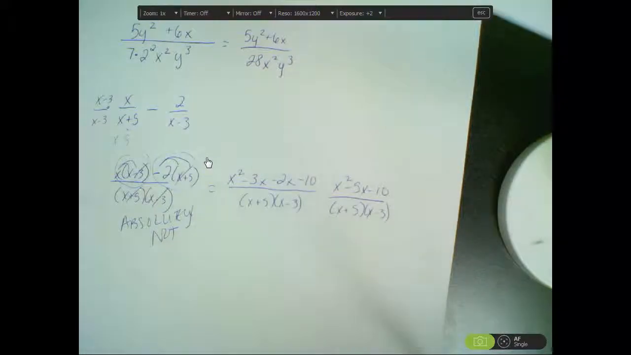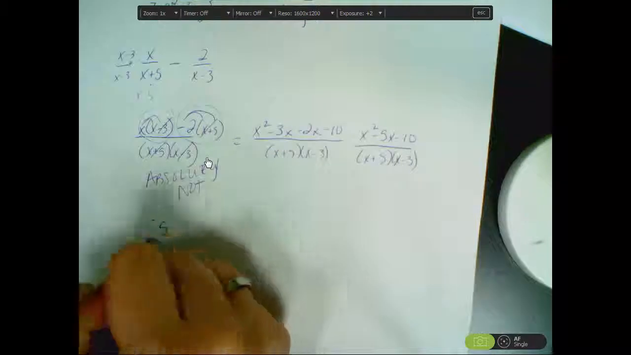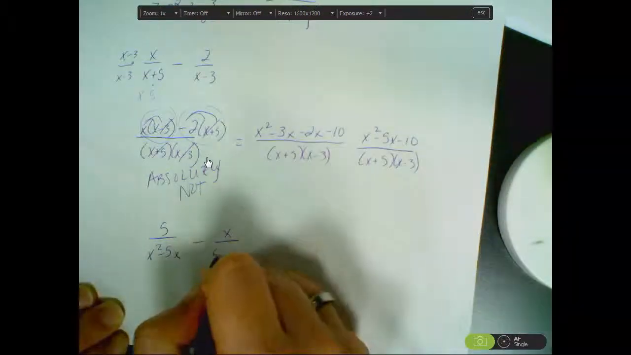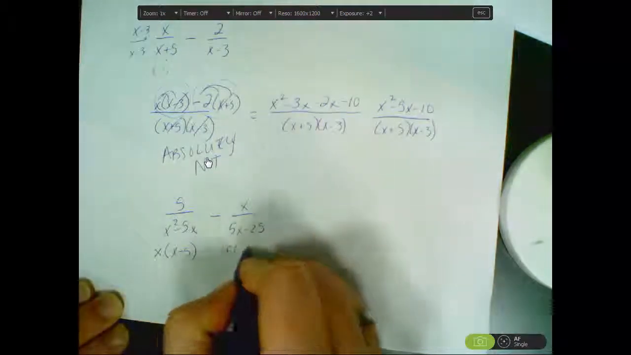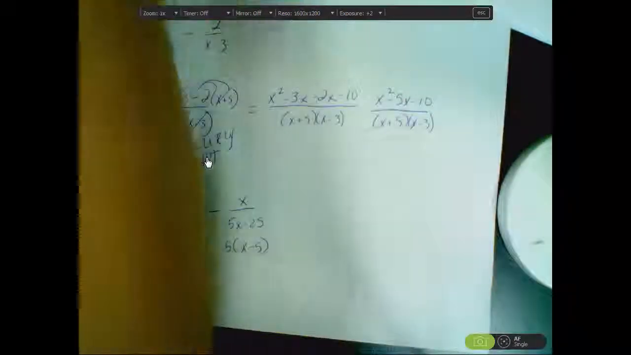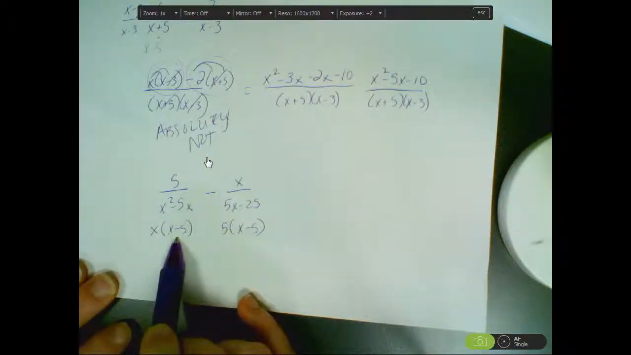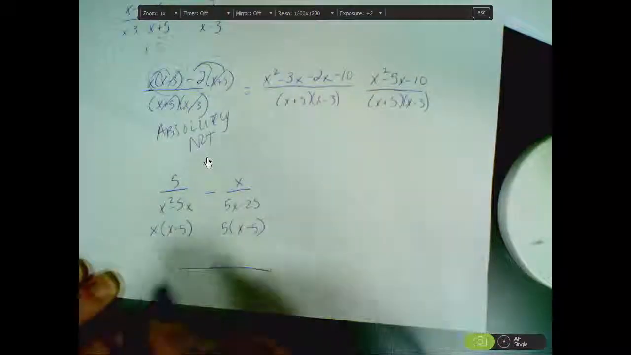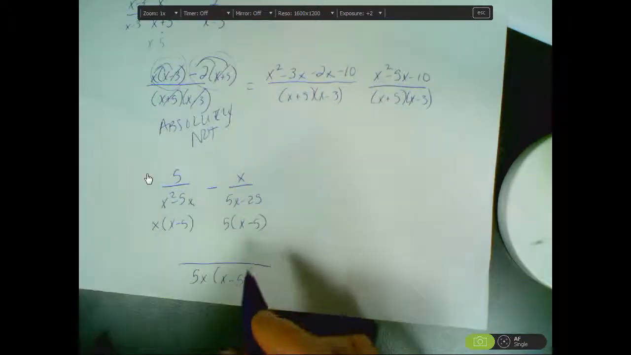Okay, let's try another one. 5 over x squared minus 5x minus x over 5x minus 25. So remember, the first step is always to factor. Here we have a GCF. Here we have a GCF. Now this time, between the two denominators, I have three different factors. I have an x, I have an x minus 5, and I have a 5, because the x minus 5 is here too. So remember, you need at least one of every factor. So I'm going to do the 5, the x, and the x minus 5.